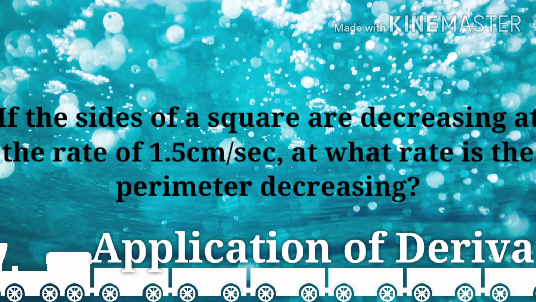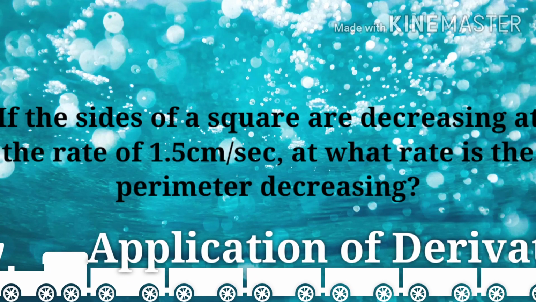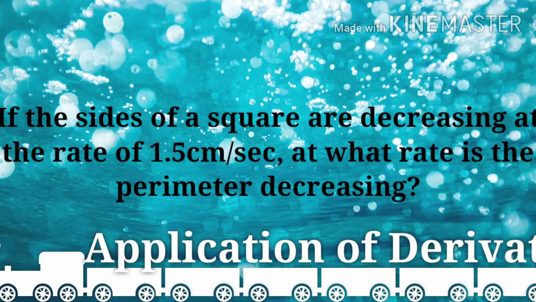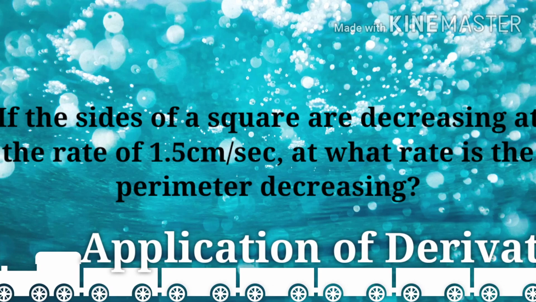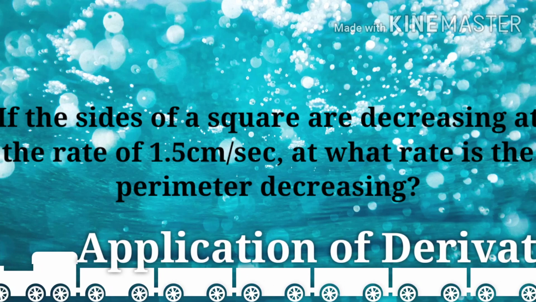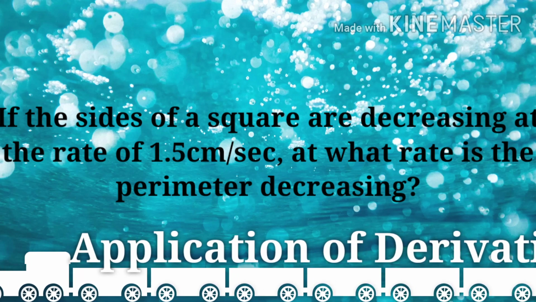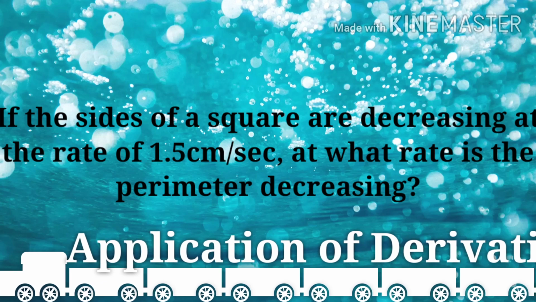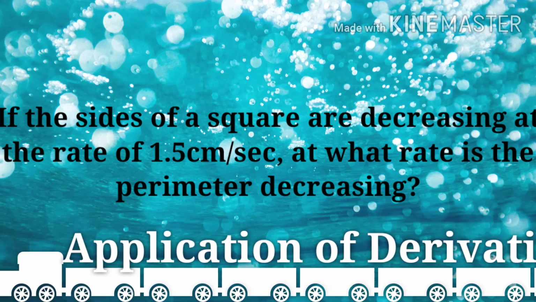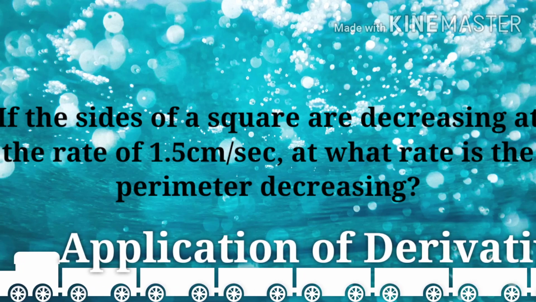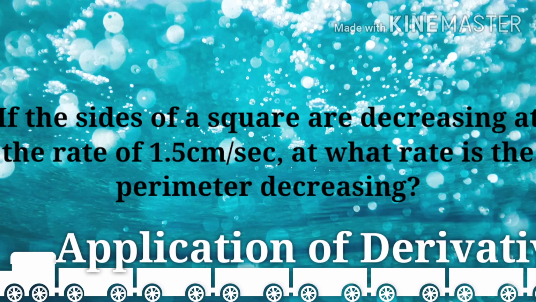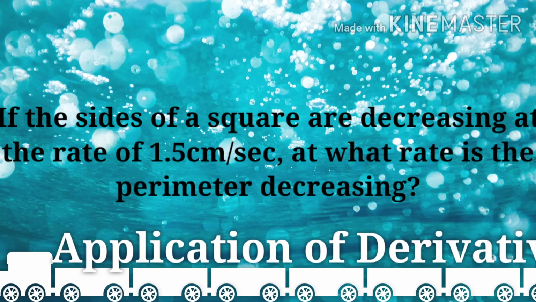If the sides of a square are decreasing at the rate of 1.5 centimeter per second, at what rate is the perimeter decreasing? That means we have to find out the rate of decrease of the perimeter when the sides are decreasing at the rate of 1.5 centimeter per second. Let us see the solution.